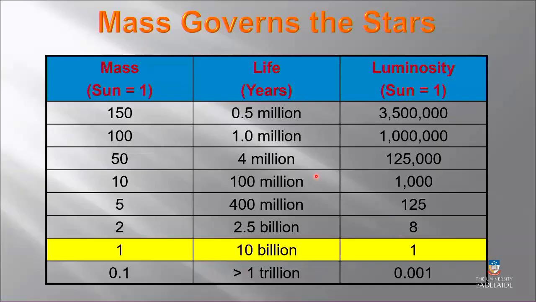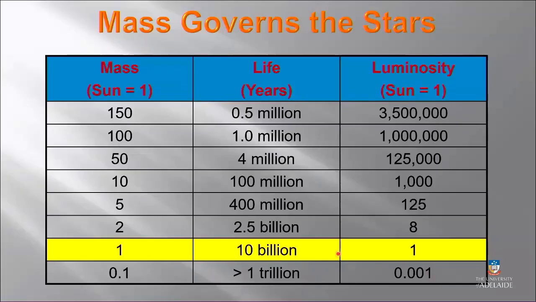Whereas Proxima Centauri, the closest star to us, at 4 light years away, we can't see it because it's a red dwarf, putting out 0.001% of the solar luminosity.